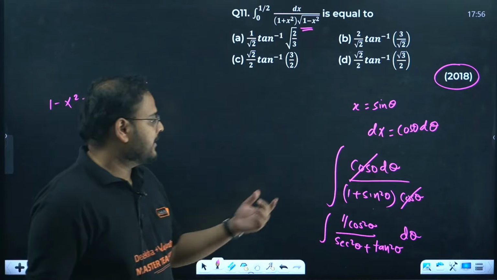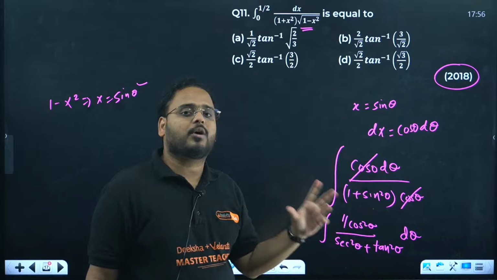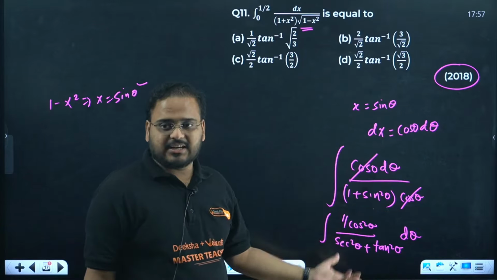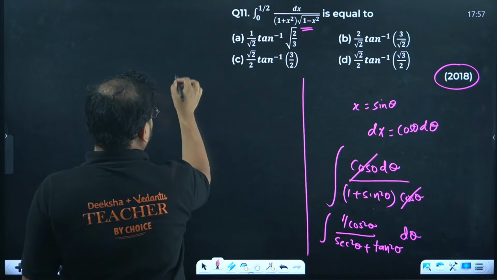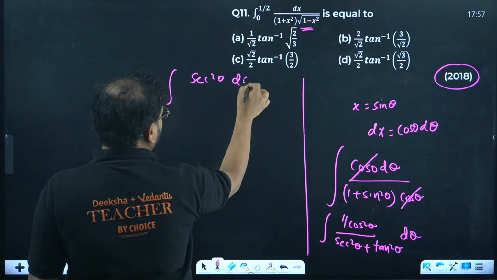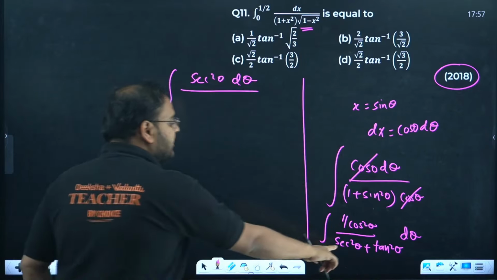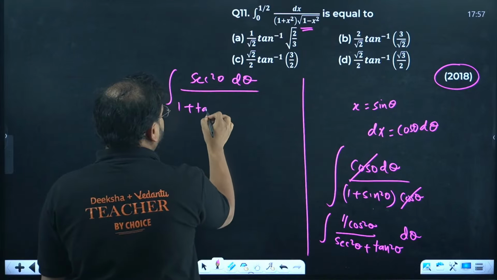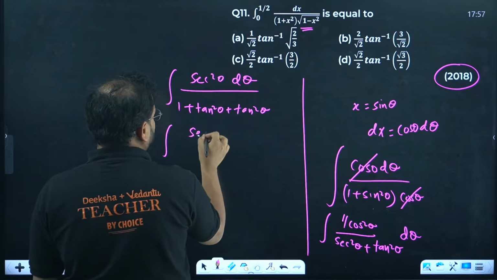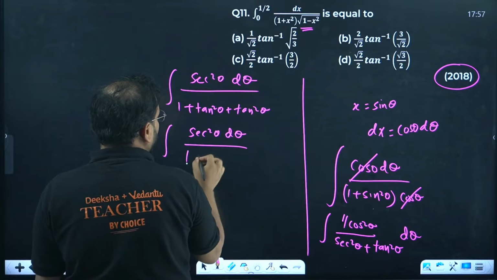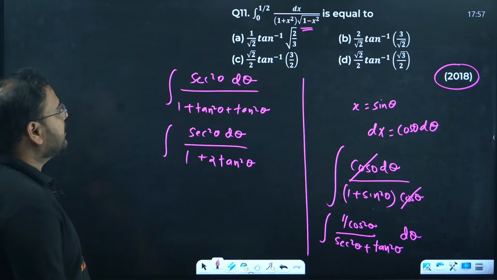What I've done in this step: after cancelling this out, we have only 1 left over here. I've divided both the numerator and denominator by cos square. So 1 by cos square becomes secant square. We'll see the next step. This becomes secant square theta d theta, and over here 1 by cos square becomes secant square, and sin square by cos square becomes tan square. Right? Secant square in terms of tan square, so 1 plus tan square theta plus tan square theta. You have secant square theta d theta divided by 1 plus 2 tan square theta.